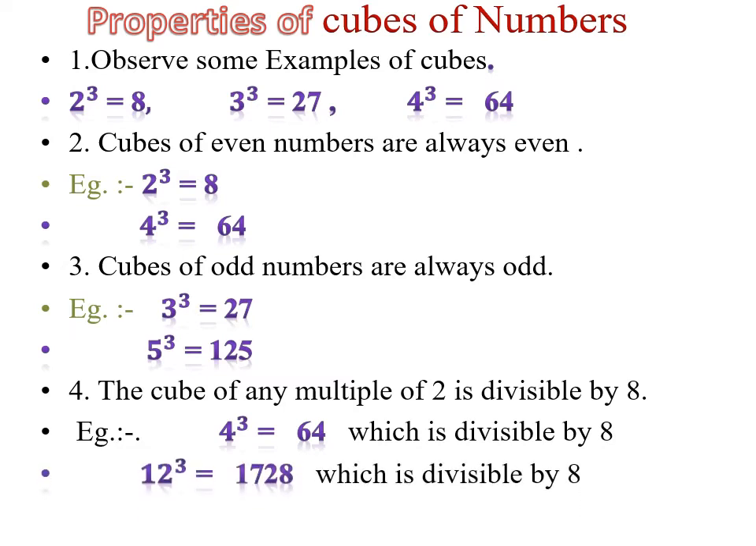12 cube. 12 is a multiple of 2. So its cube is divisible by 8. So 12 cube equals 1728, and if you divide this number by 8, the remainder will be 0. So 1728 is divisible by 8.